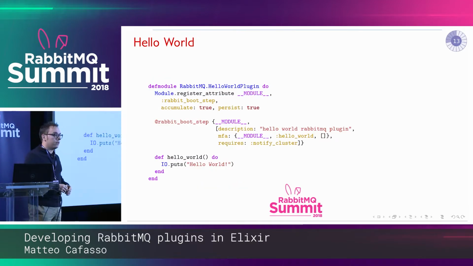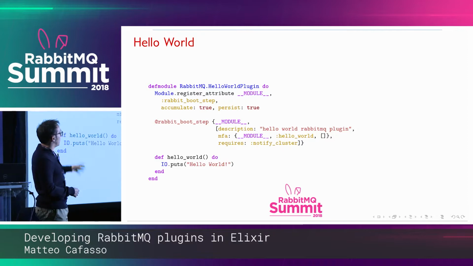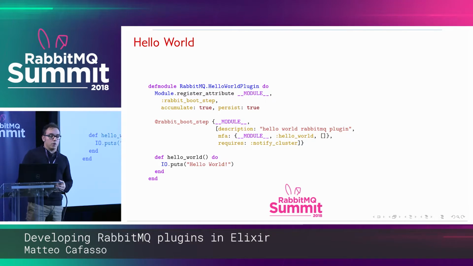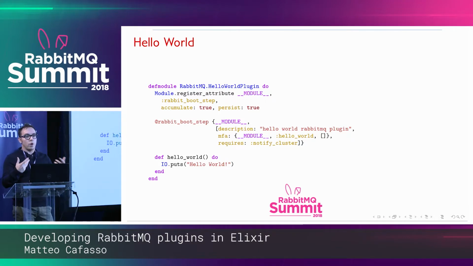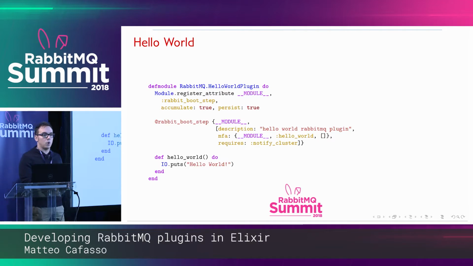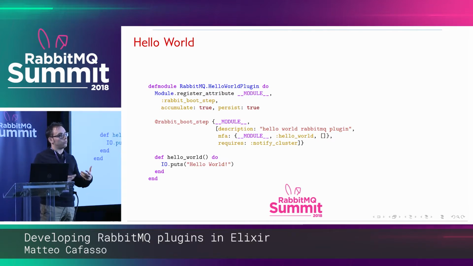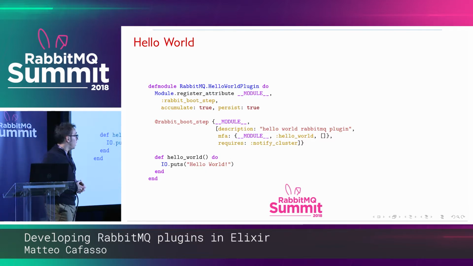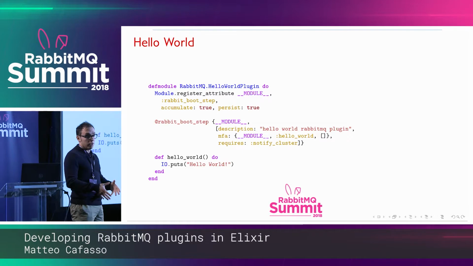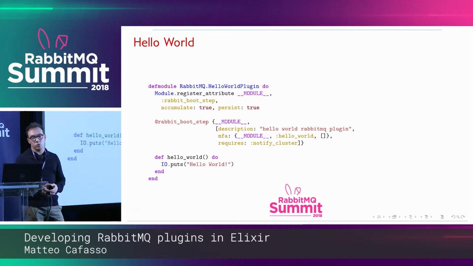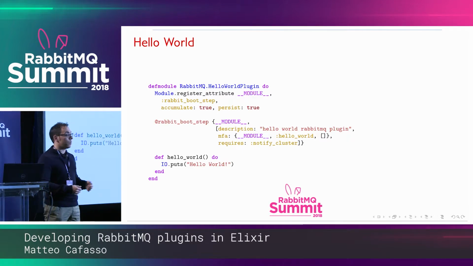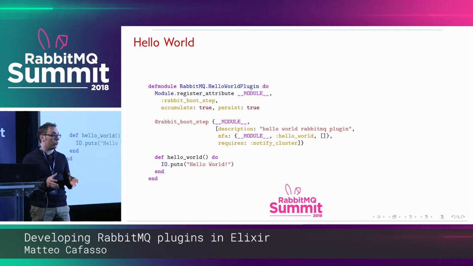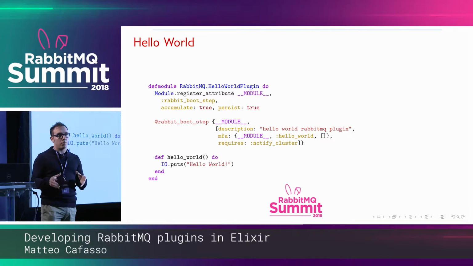Code-wise, this is an Elixir code base, but in Erlang it would be pretty similar. All we need to do is register a module attribute called rabbit_boot_step, and in this way we inform the broker that, hey, this module includes instructions on how to fire up our application. And the rabbit_boot_step describes what needs to be done. We need to include the module, in this case the Elixir module itself, and then a keyword list with a description, an MFA, module function arguments. This is the entry point. This is where we specify how to fire up our application.